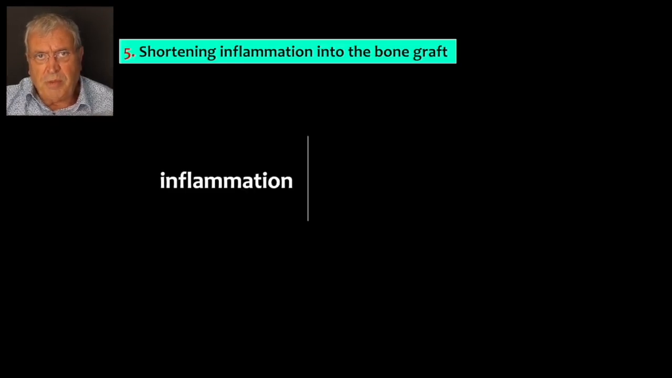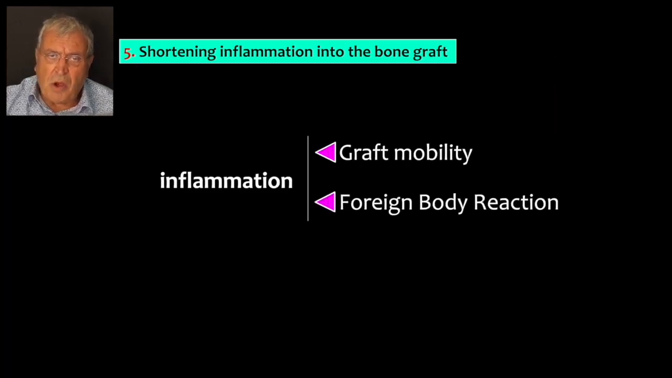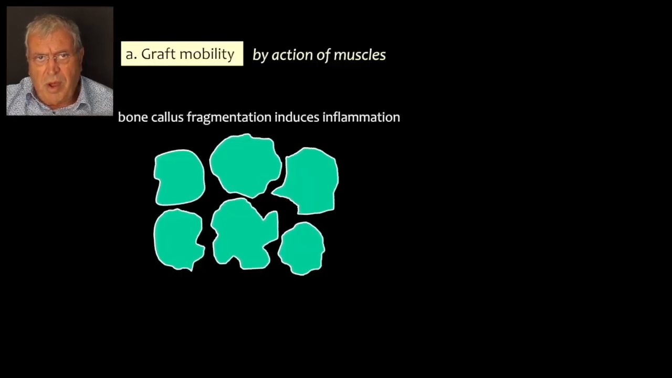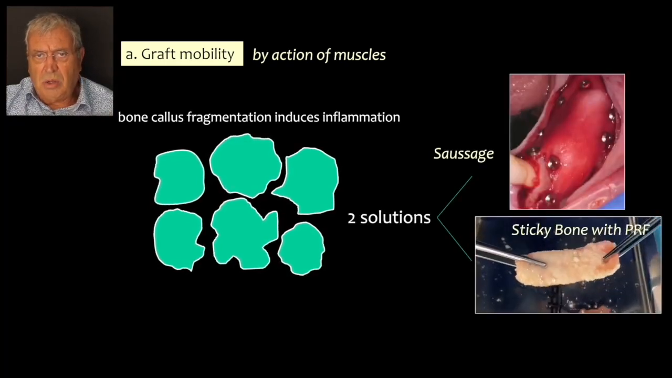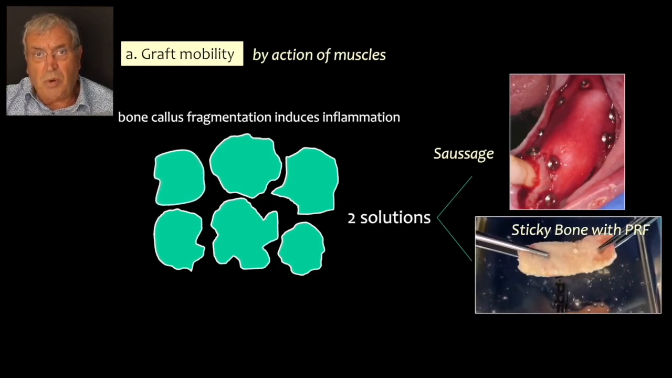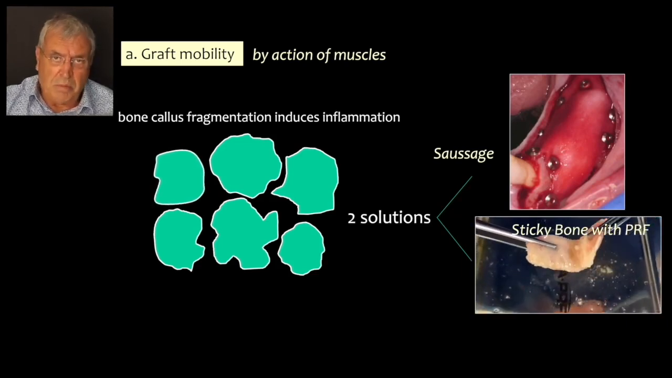We need to shorten the inflammation in the bone graft. It comes from the mobility of the graft or from the foreign body reaction. The graft mobility is because of the muscles. And we know that when we fragment the bone callus, it becomes inflammatory. Then we have two solutions: using the sausage or using the sticky bone, or both. It's again better.